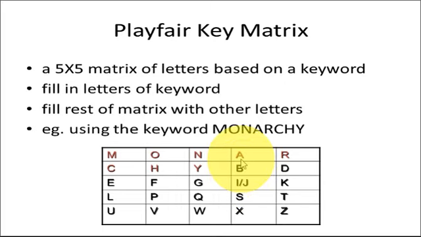So here A is already there, so we give B. C is already there, so next D, E, F, G, H is already here. Then I and J should be in the same cell. Then K, L, then M, N, O are already here. Likewise we have to fill it, so all 26 letters of the alphabet are filled in the 5x5 matrix. This is the Playfair key matrix.